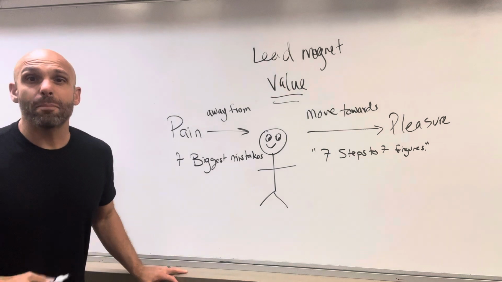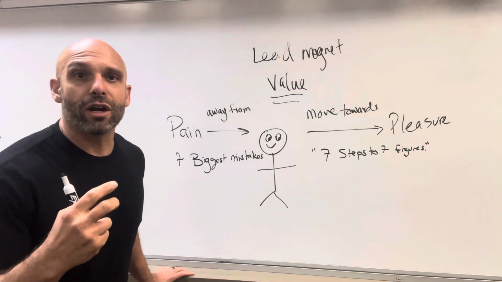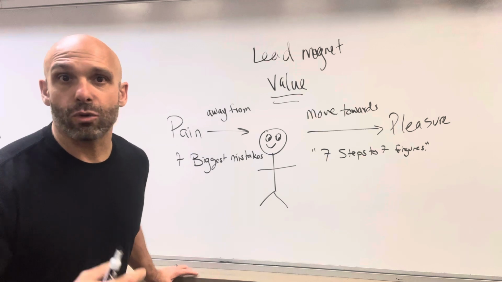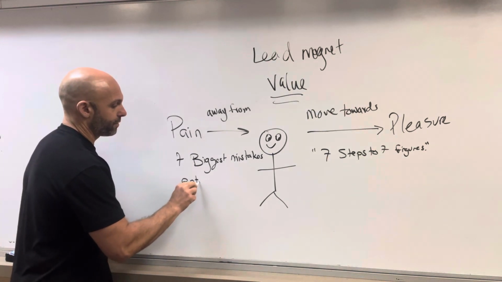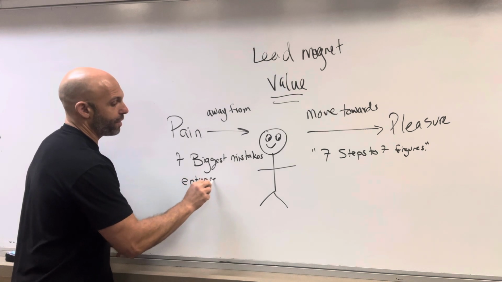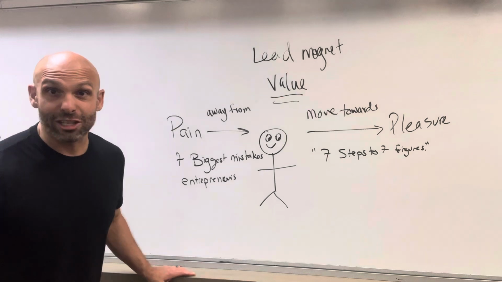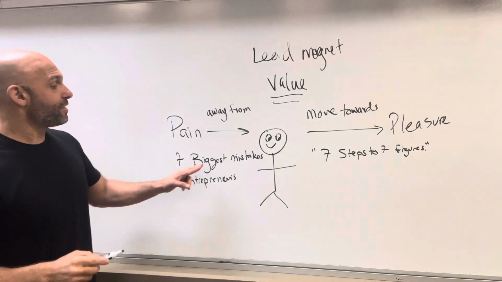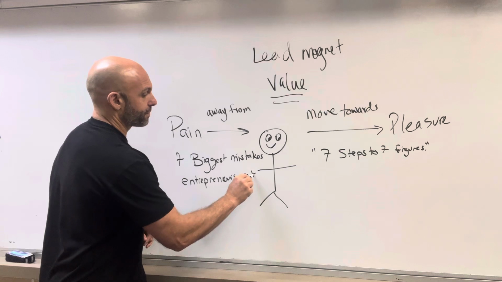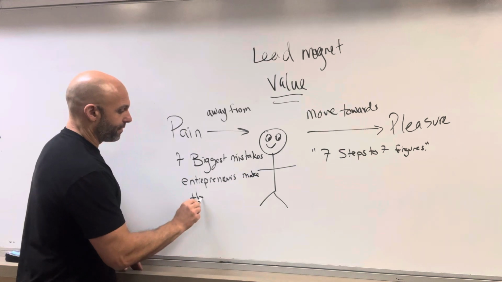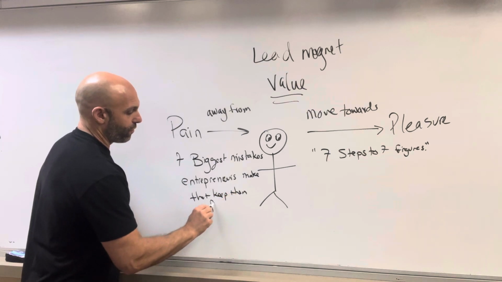Okay, so the 7 biggest mistakes, and then we're gonna have what our dream customer is. Who's our dream customer? Whatever it is. In this example, it's gonna be entrepreneurs. You didn't think I could spell it? I know how to spell it. 7 biggest mistakes entrepreneurs make that keep them from 7 figures.